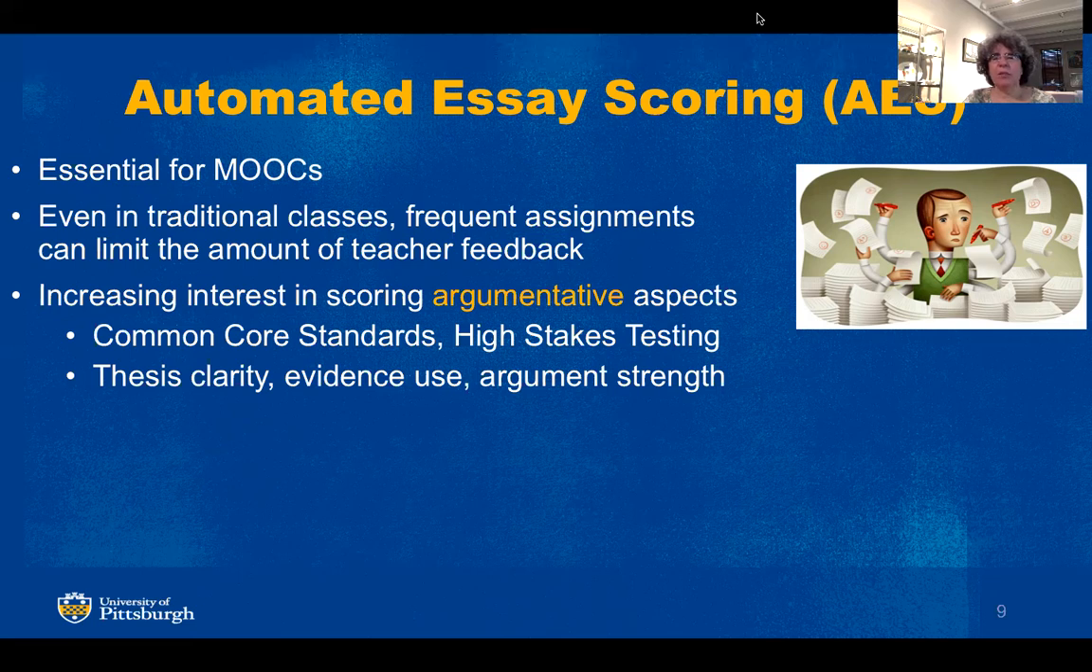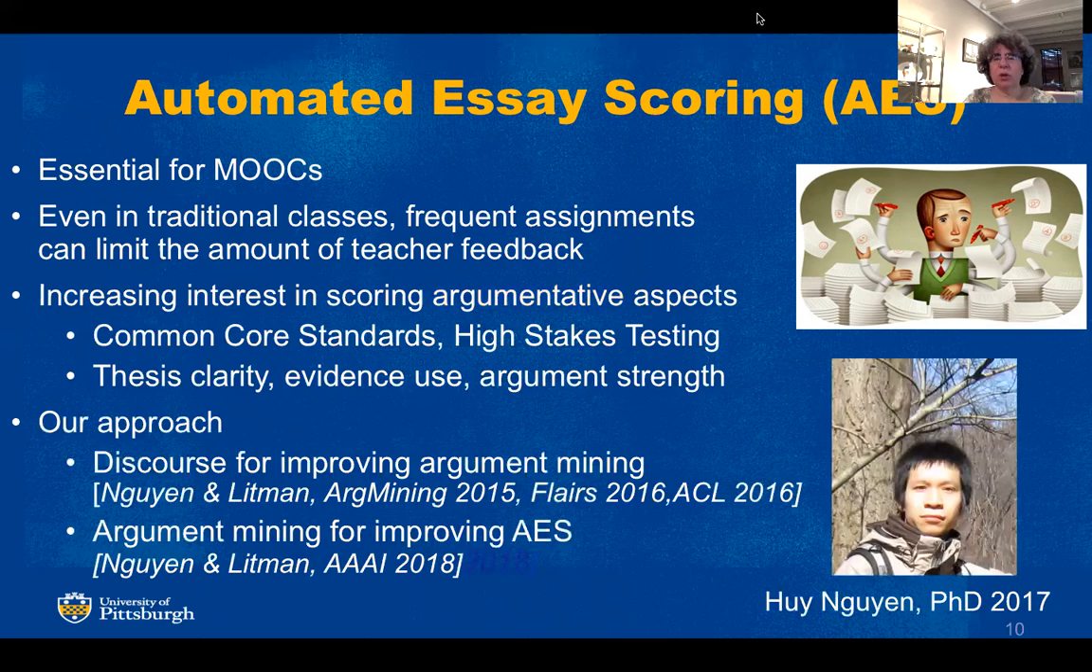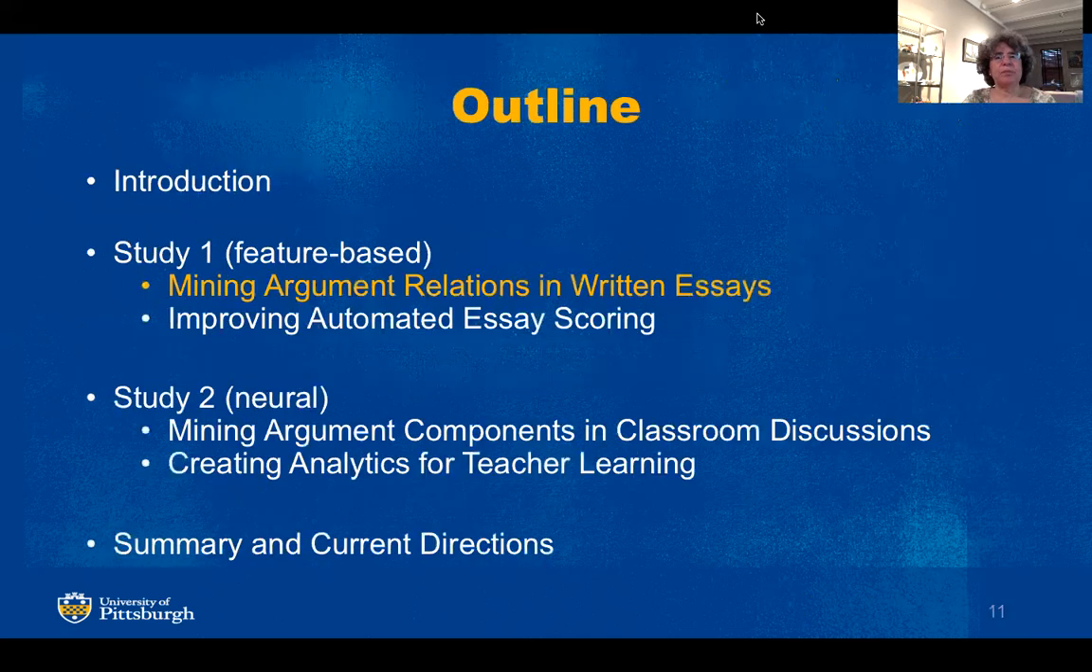And relatedly, people have been developing not just holistic ways to grade essays, but analyzing them and scoring them from particular argumentative dimensions. So the work I'll be talking about was done jointly with my now graduated PhD student as basically the core of his dissertation work, where we focus first on using general purpose discourse to improve argument mining, and then using specialized argument mining discourse output to improve AES.